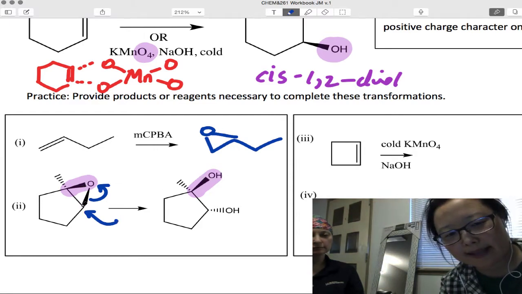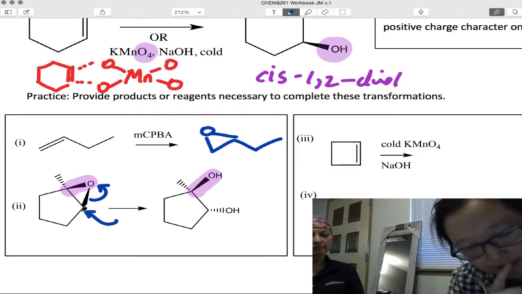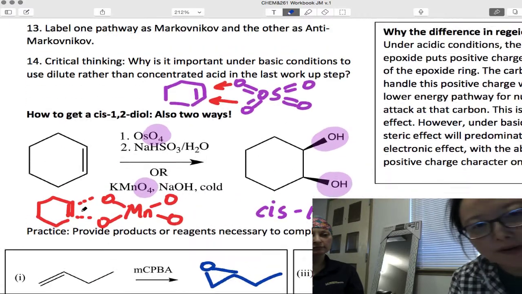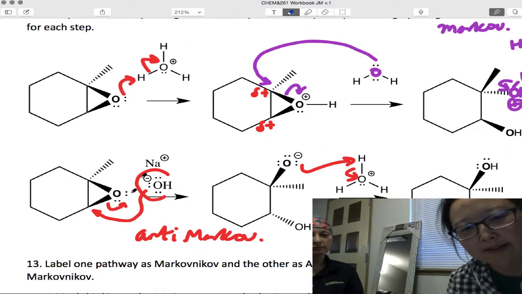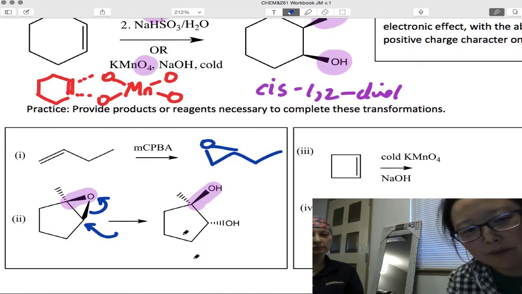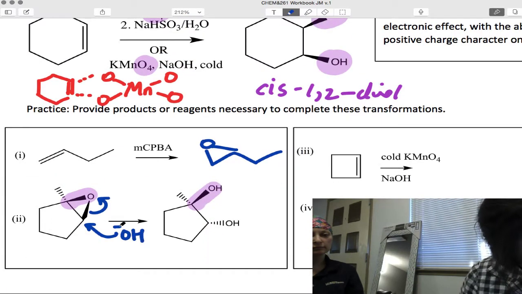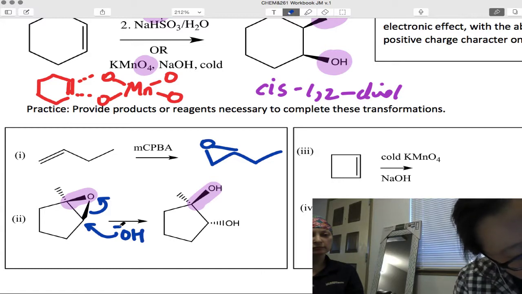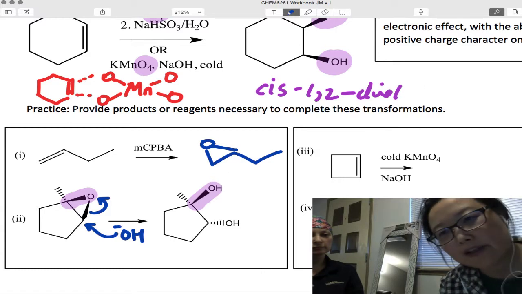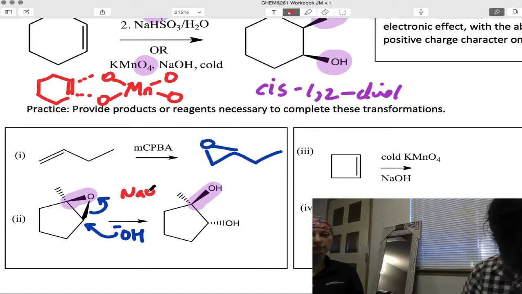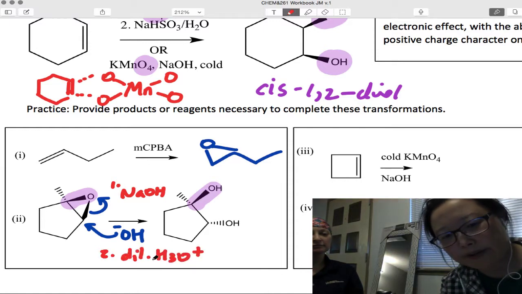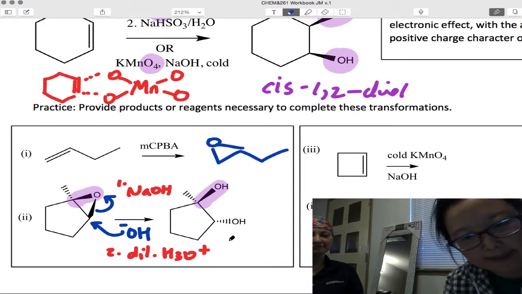So what is it that attacks here? Well, this is an anti-Markovnikov attack. So here would be the Markovnikov attack. Here's the less substituted side. So the reaction that we covered that's anti-Markovnikov is basic conditions. Again, I probably won't emphasize that too much on your exams, because we'll cover it next quarter. But this is under basic conditions. So the reagent you need for this one is NaOH, followed by a dilute acid workup. Or sometimes people just use water as a workup. So that means that the source of this OH is actually from our hydroxide.